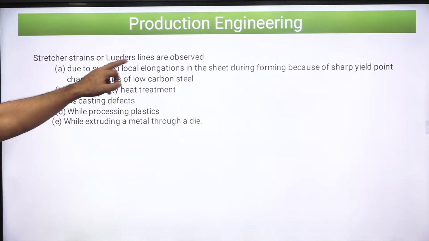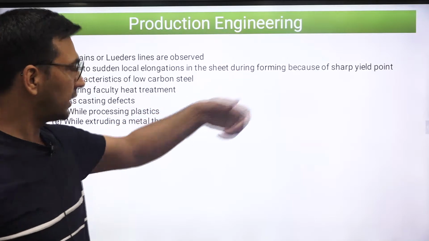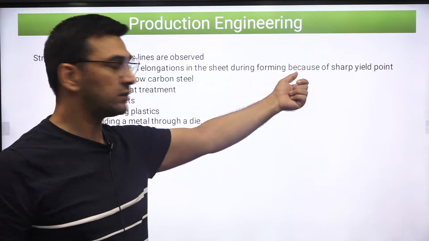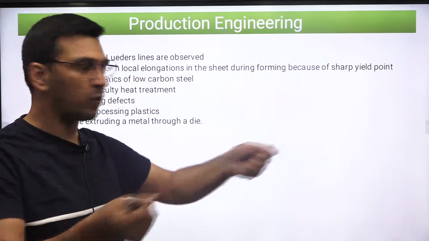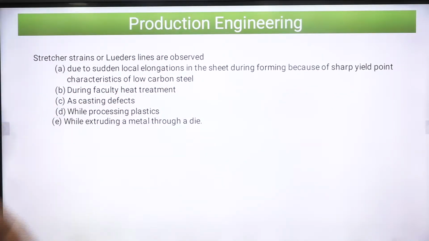Stretcher strains or Luder's bands, also called lines, are due to the sudden local elongation in the metal sheet during forming, that is, either you are giving it a shape or you are stretching it, because of the sharp yielding point characteristics of low carbon steels.